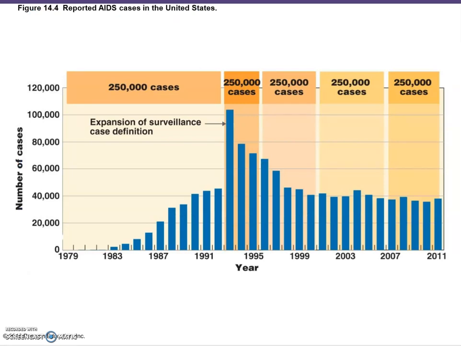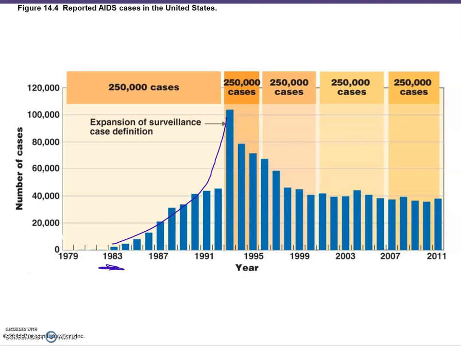Tortora gives us the example of AIDS cases to take a look at some of the epidemiological terms. So you can see we're starting here in the early 80s, 1983, the first cases started to appear, and then there was a sudden spike in cases. Here, of course, there was an expansion of the way to report the cases, some improvement in the technology that then caused this spike in cases.